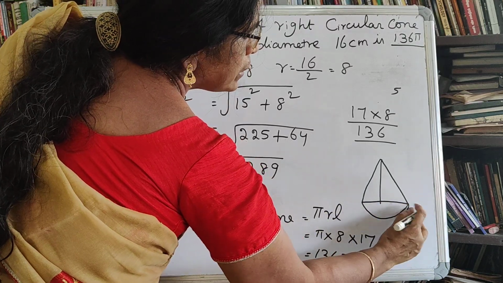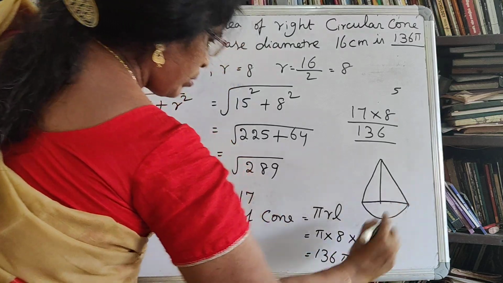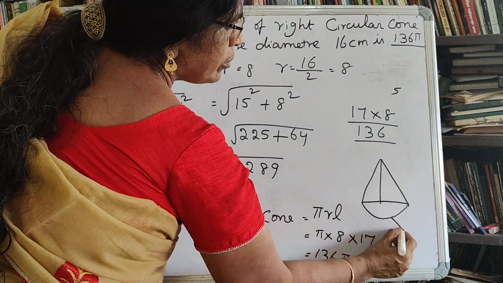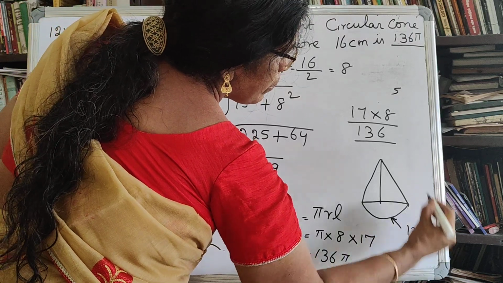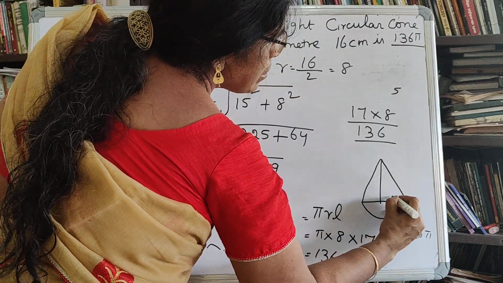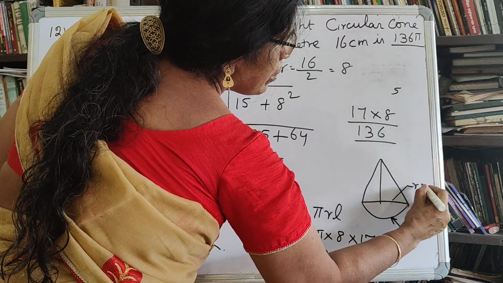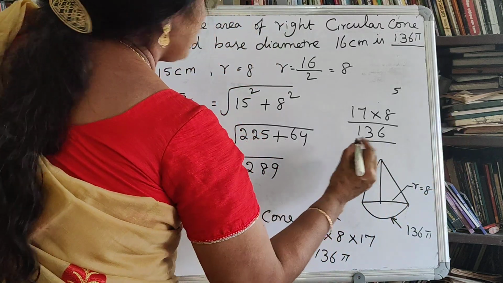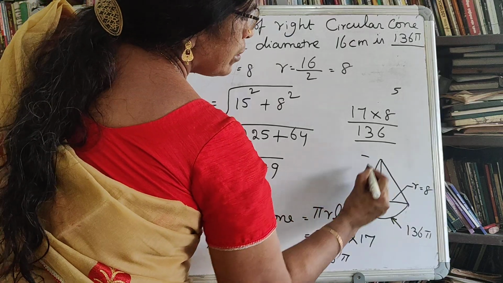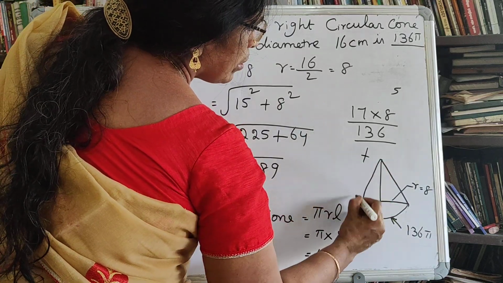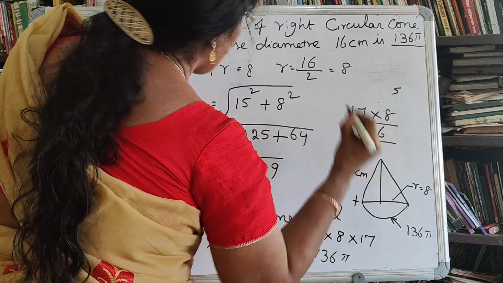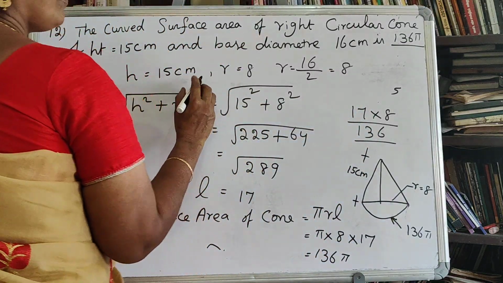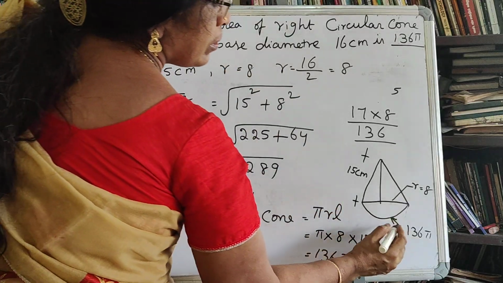Its figure is, we find out this circular cone, pi, 136 pi. Its radius is 8. This height is given 15 centimeter. That's all.